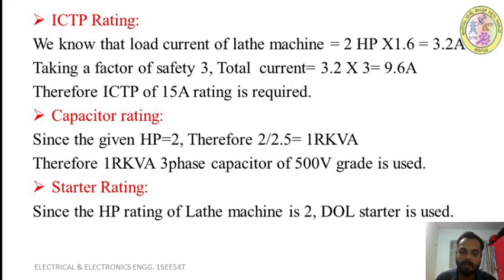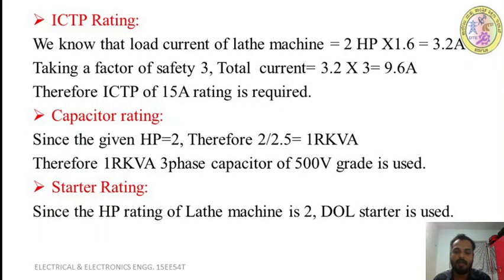ICTP means ironclad triple pole switch. Because it is a 3-phase machine, we are using a 3-pole switch. Next we require a capacitor bank. Since the given HP of the lathe machine is 2 HP, therefore 2 divided by 2.5, which is equal to 1 RKVA rating of capacitor required. Therefore, a 1 RKVA 3-phase capacitor of 500 volt grade is used. Here we are using 500 volt grade because the lathe is a 3-phase machine.